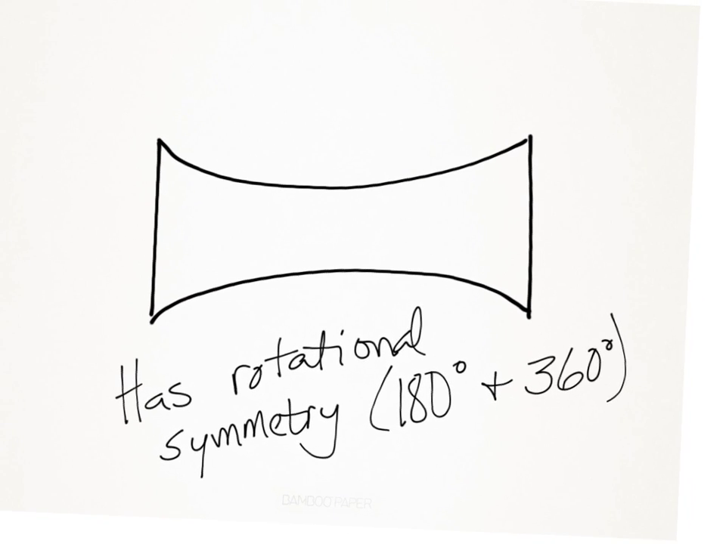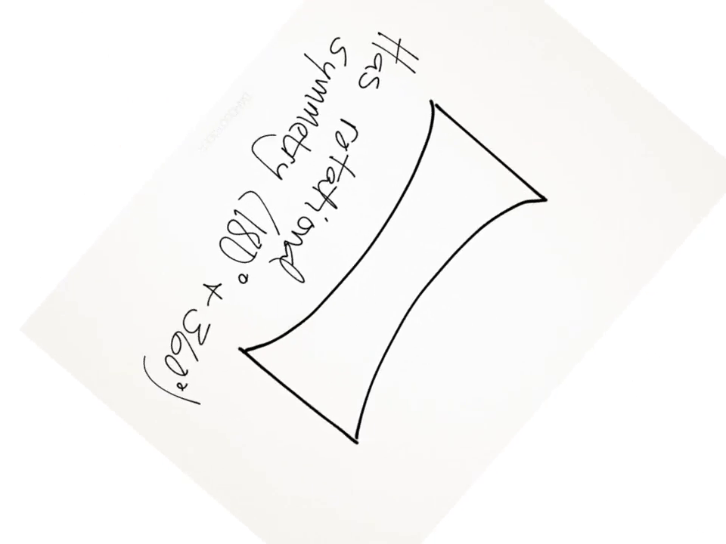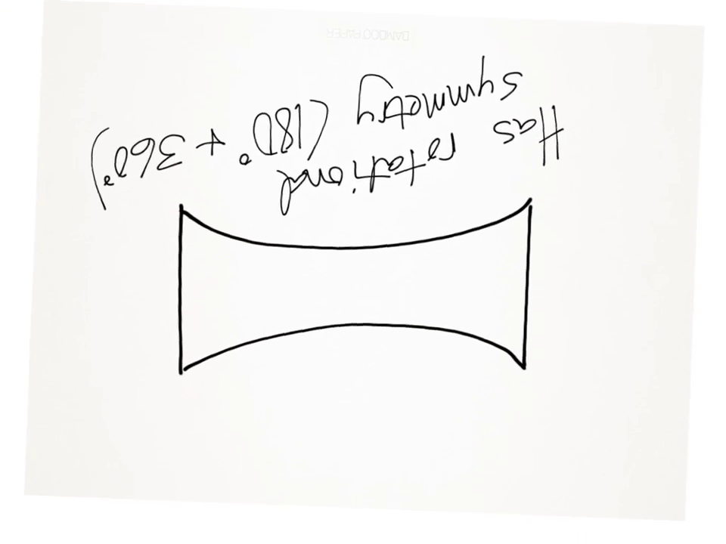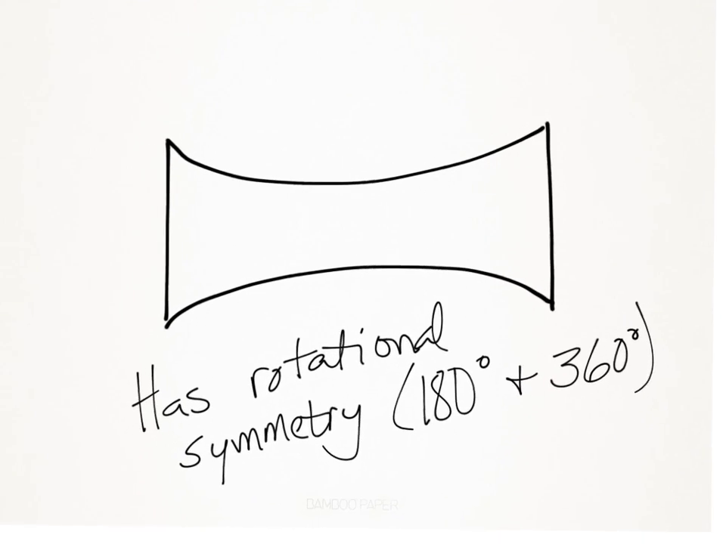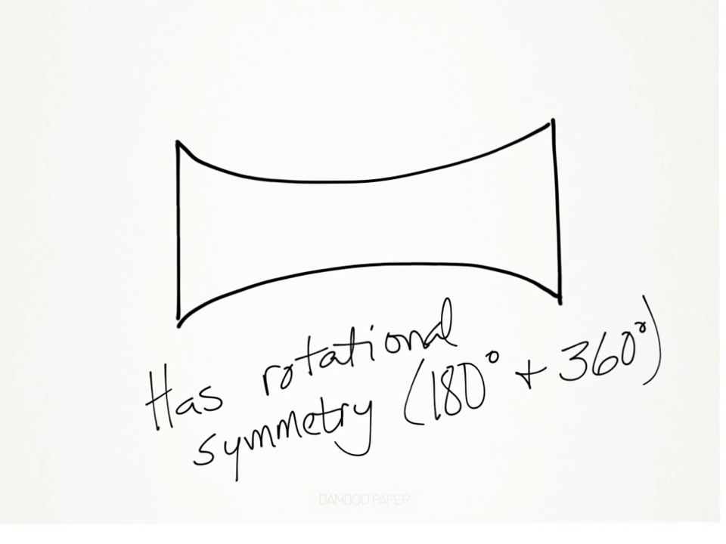Rotated at 180 degrees like this, it's still going to look the same. And then we could do it again back to 360 degrees. So if it has rotational symmetry, it has rotational symmetry at 2 points, 180 and 360.